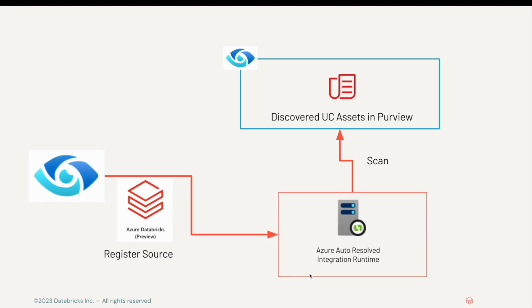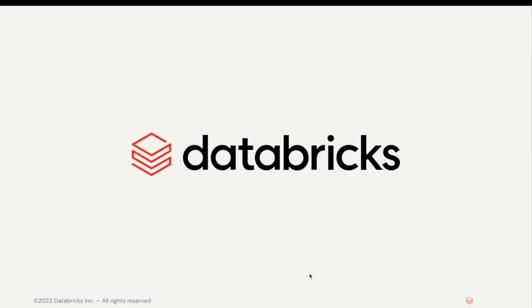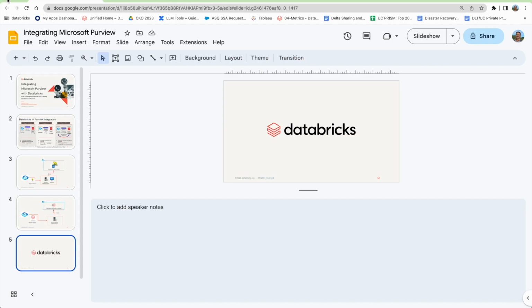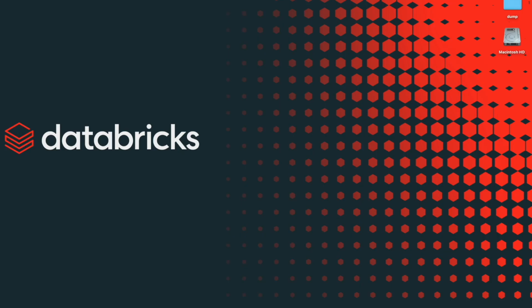For scanning Unity Catalog, you have to register a source as Databricks. Currently, as of recording this video, it is in private preview. You fill up the details so that Purview can connect to UC and discover the data assets. For UC scanning, you don't really need to set up a self-hosted integration runtime, but Azure provides an auto-resolved integration runtime. With that, let's now take a look at how the setup is done.